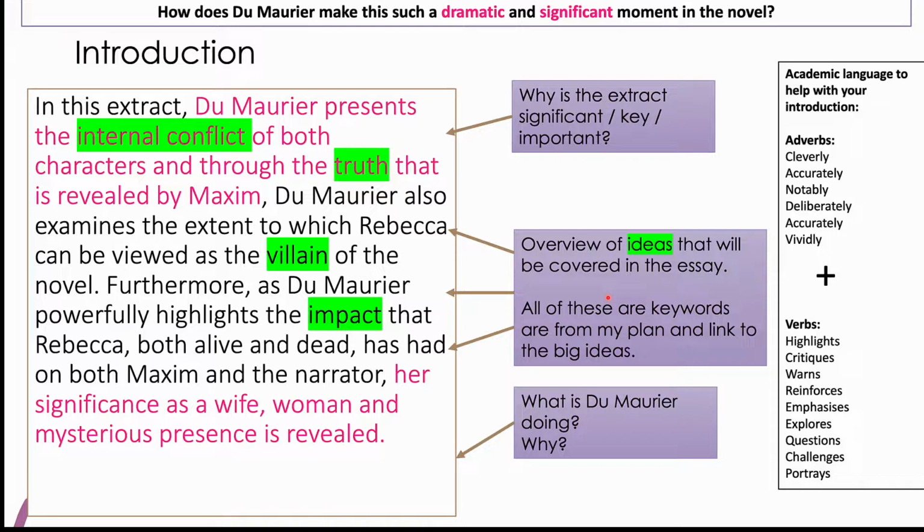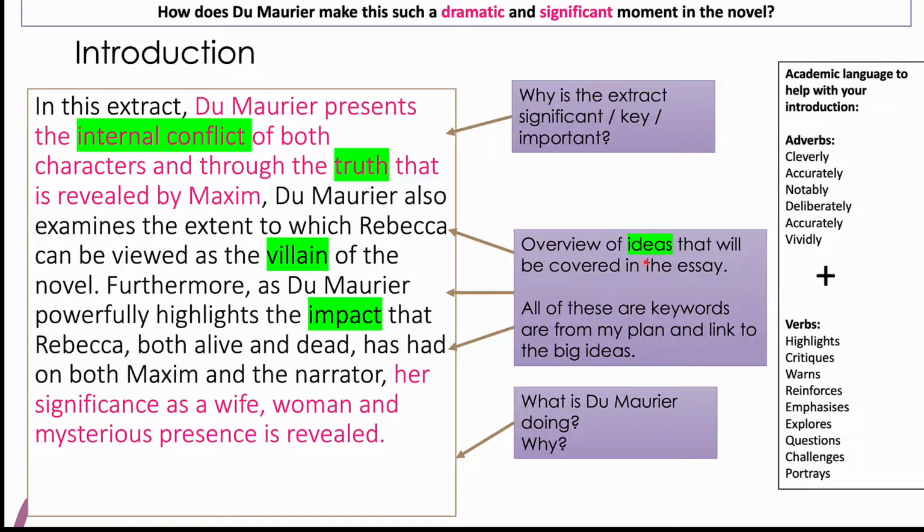And you can see that I've organised my introduction into 3 different sections. Why is this extract significant, or why is it key? Why is it important? And then an overview of the ideas that I'm going to cover in my essay. And if you did join me for part 1, you should be able to recognise a lot of these key words that I've highlighted in green from my initial brainstorm. So I did a huge brainstorm of what I knew about the extract, what I knew about the novel, things that popped out with regards to the extract and its significance.